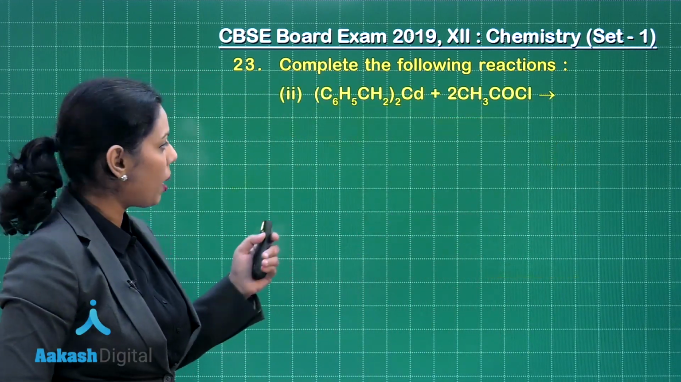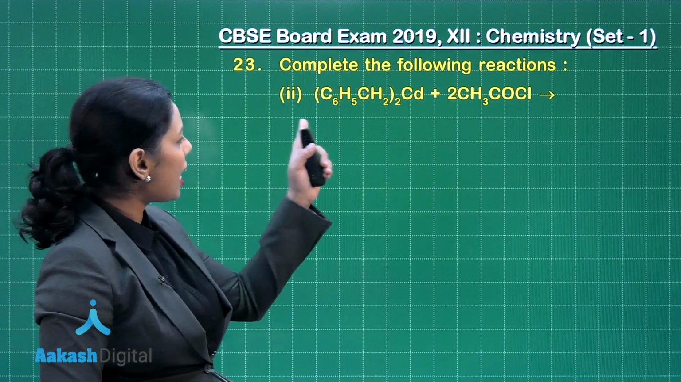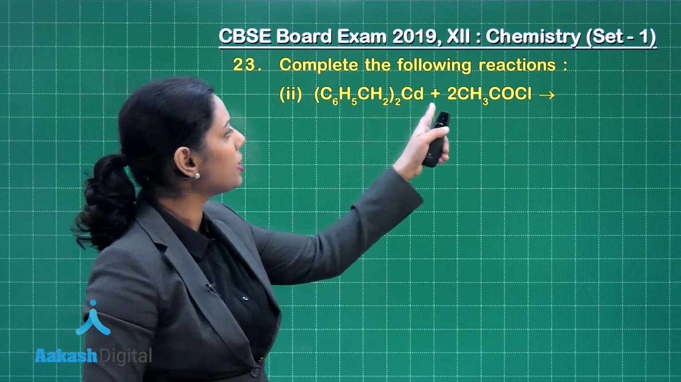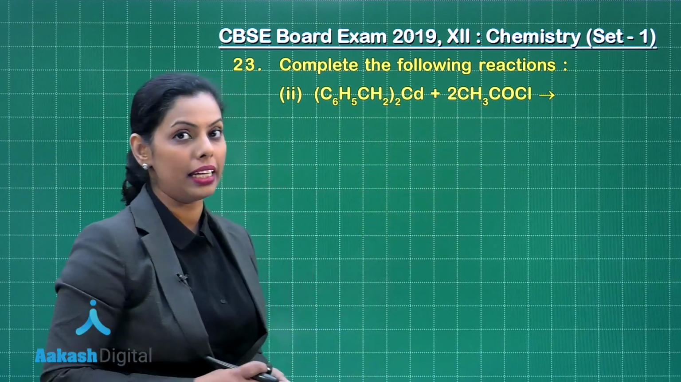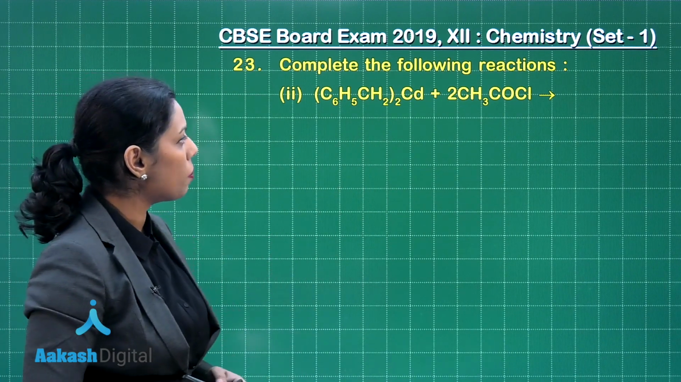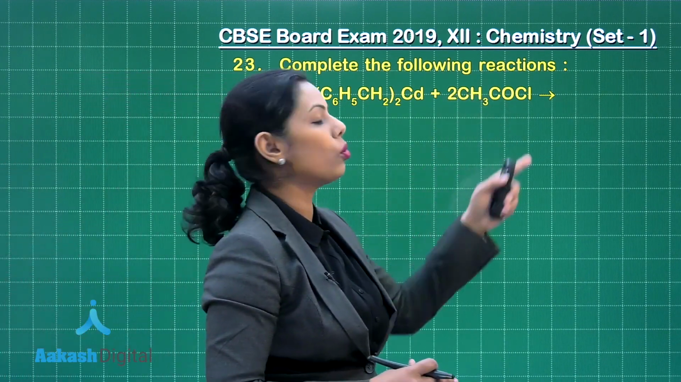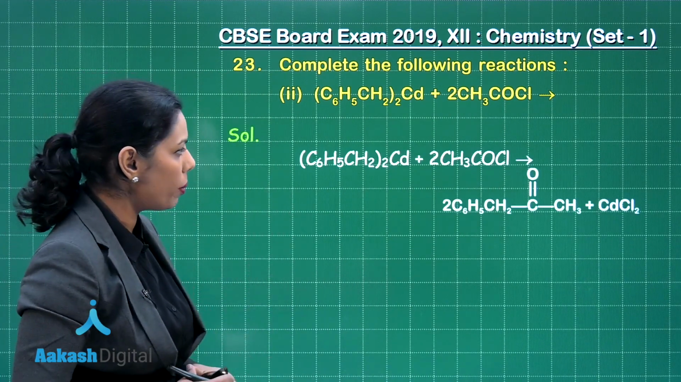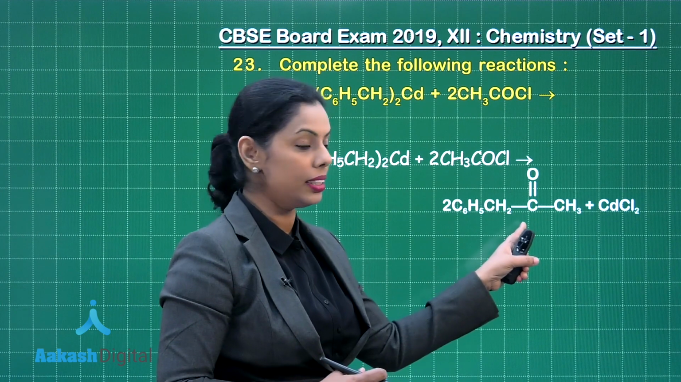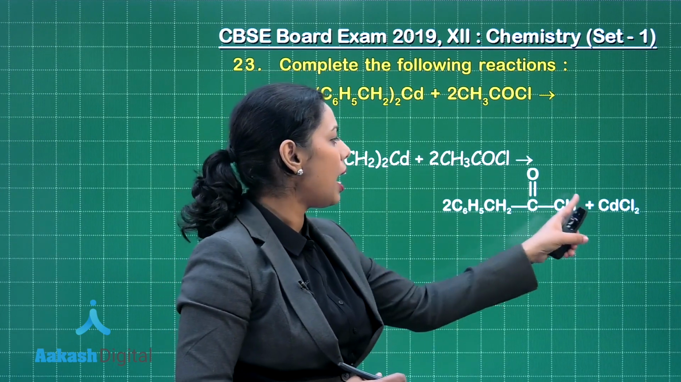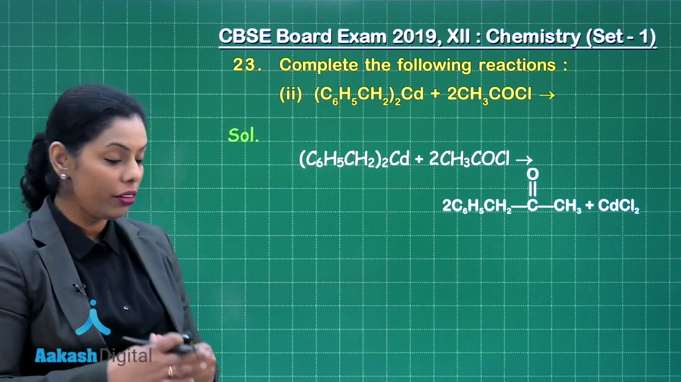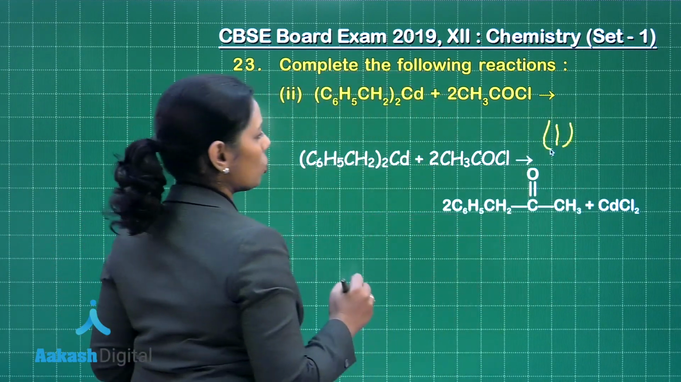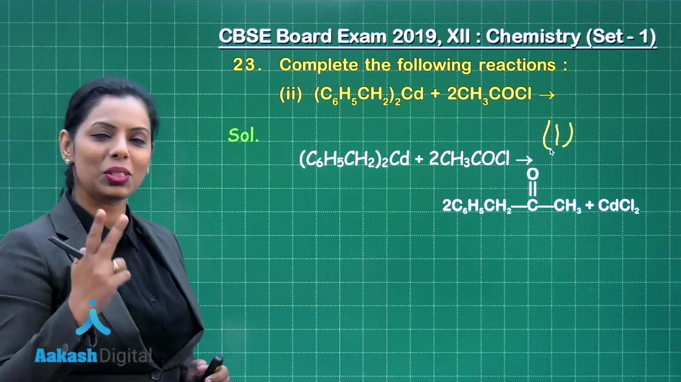After this there is the second part of this question, that is the reaction of (C6H5CH2)2Cd plus 2 CH3COCl. It means this is the reaction of an organometallic compound with acetyl chloride. And what will happen in this case? In this case there is the formation of ketone. You can clearly see here there is the formation of a ketone and CdCl2. And if you complete this reaction in this manner, you will get 1 mark for this also. So till now we have obtained 2 marks.